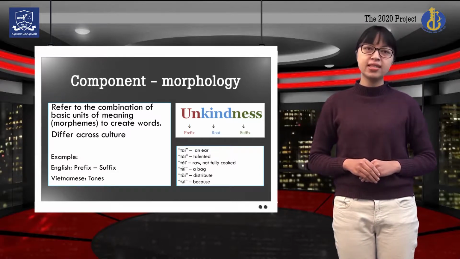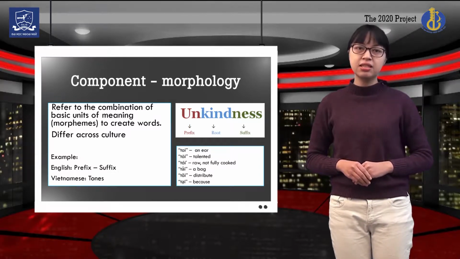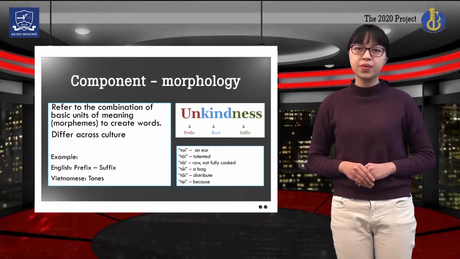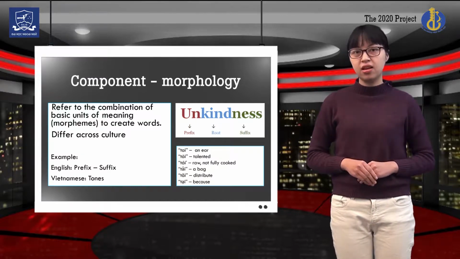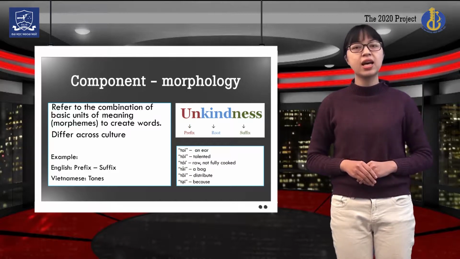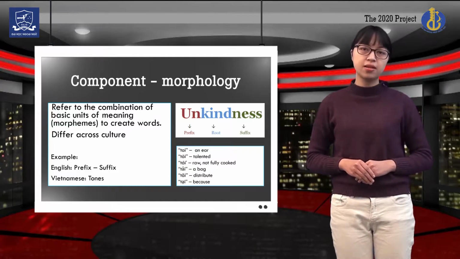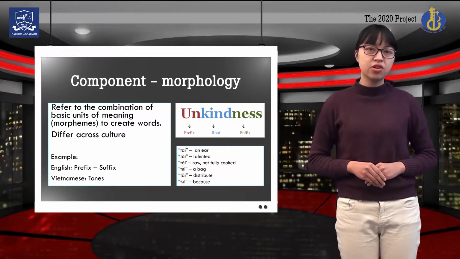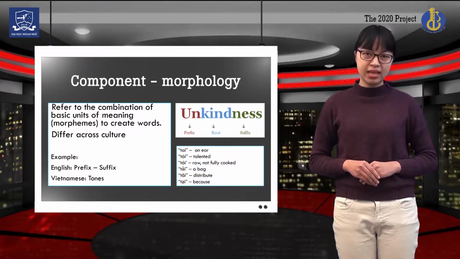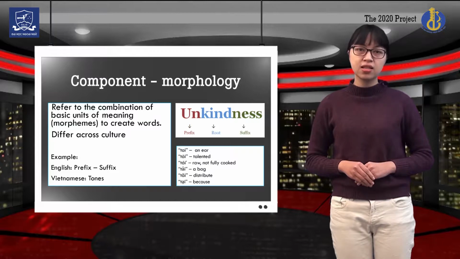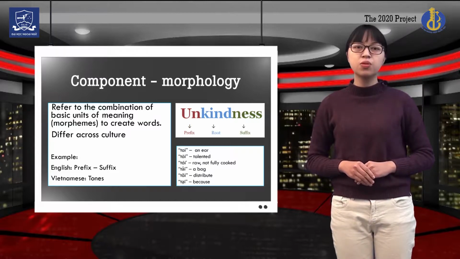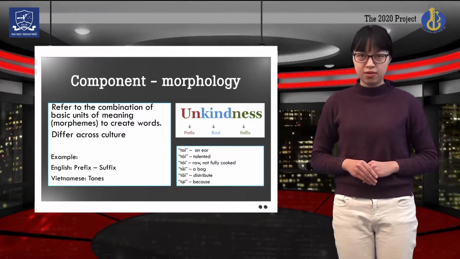Morphemes and the ways in which they are combined differ across cultures. In the English language, prefixes or suffixes constitute morphemes as well as individual words, whereas in tonal languages such as Vietnamese, tones are morphemes and the meanings of units depend on the tone with which the word is pronounced.